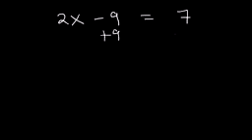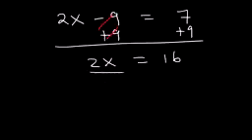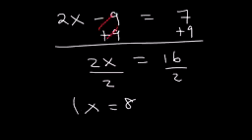Let's work on another example. Try this one. 2x minus 9 is equal to, let's say, 7. So let's begin by adding 9 to both sides. 7 plus 9 is 16, so 2x is equal to 16. To separate 2 from x, you need to divide. 16 divided by 2 is 8, so that's the answer.